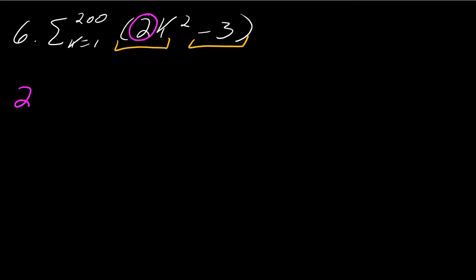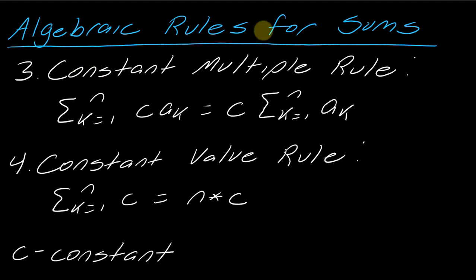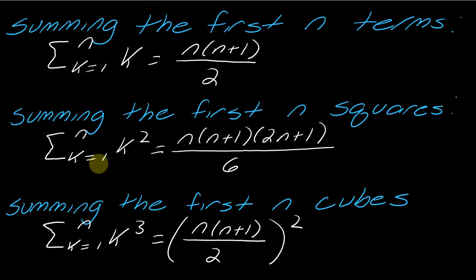So what I'm going to do is break this up into a couple sums. The 2 is going to come out in front. So I have this first sum now, k equals 1 to 200, k squared. And then I'll have this second sum, k equals 1 to 200, just adding up the constant of 3. Just FYI, I used the constant multiple rule to help me break this up. And now I'm going to use the constant value rule to evaluate that last sum. And then finally, I have a sum for the first n squares, so I'm also going to use this formula here. You can pause the video and write those down if you need to.